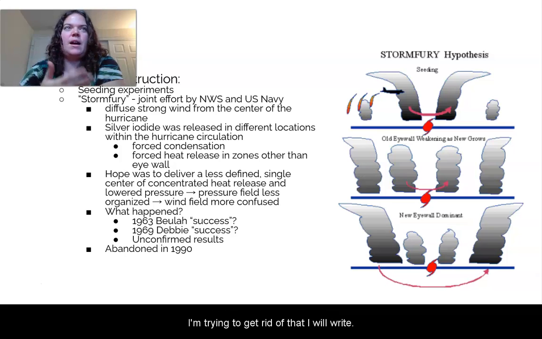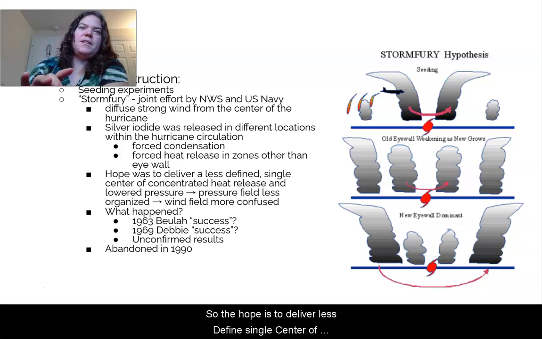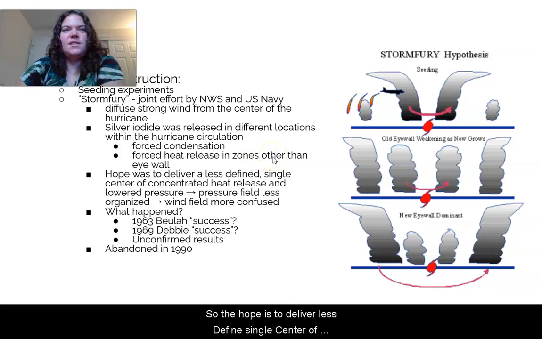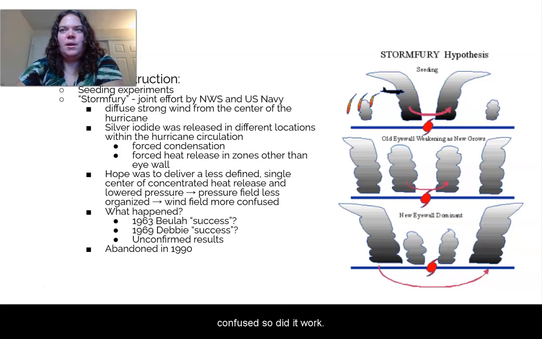Again, I'm trying to get rid of the eye wall, right? So the hope is to deliver a less defined single center of concentrated heat release and lower pressure, so the pressure field will be less, and the wind field will be more confused. So did it work?